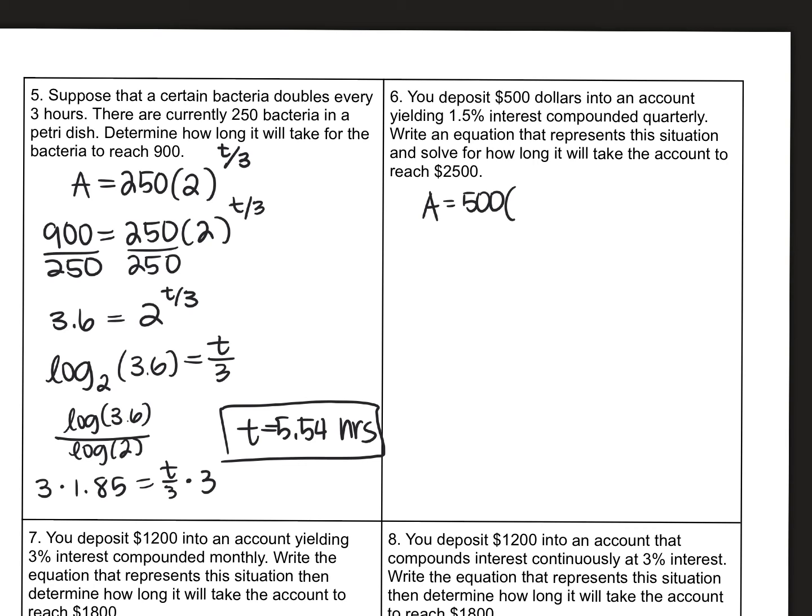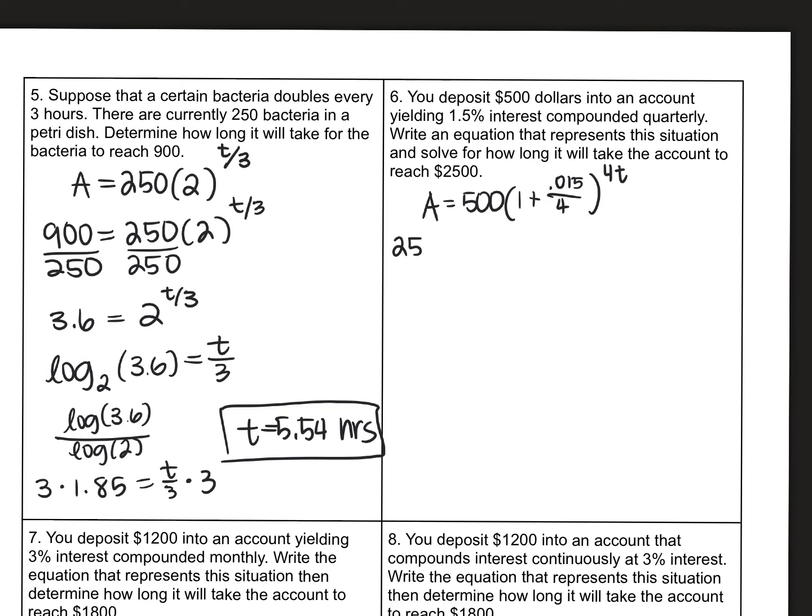We want to solve for how long it will take the account to reach $2,500. So we'll have 1 plus 0.015 over 4, and then our exponent will be 4t. I want to say the most common mistake I see with solving for time for compound interest is forgetting n with our exponent. A lot of people just put t there. You want to make sure you have n as well.